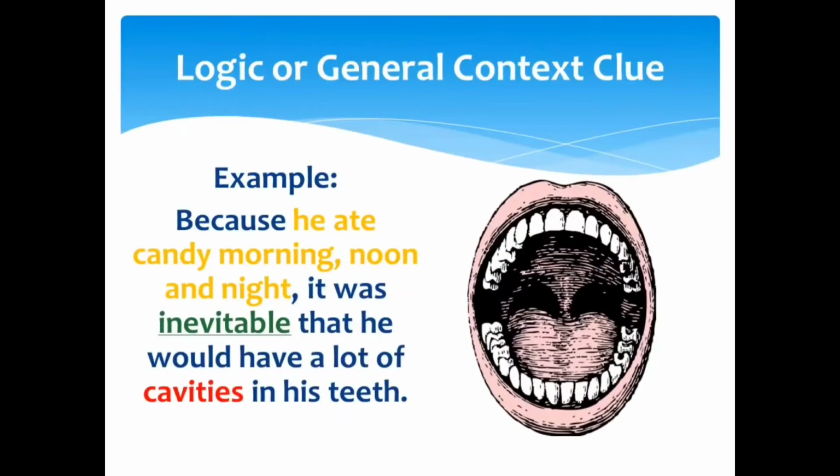Let's look at an example of a logic context clue. Because he ate candy morning, noon, and night, it was inevitable that he would have a lot of cavities in his teeth. It would take the reader's background experience to know eating candy morning, noon, and night would be bad for your teeth. A reader would realize that a person who indulges in eating candy that often is certain to get cavities. It was bound to happen. By using the process, the reader has discovered the definition of inevitable, an event that's certain or bound to happen.